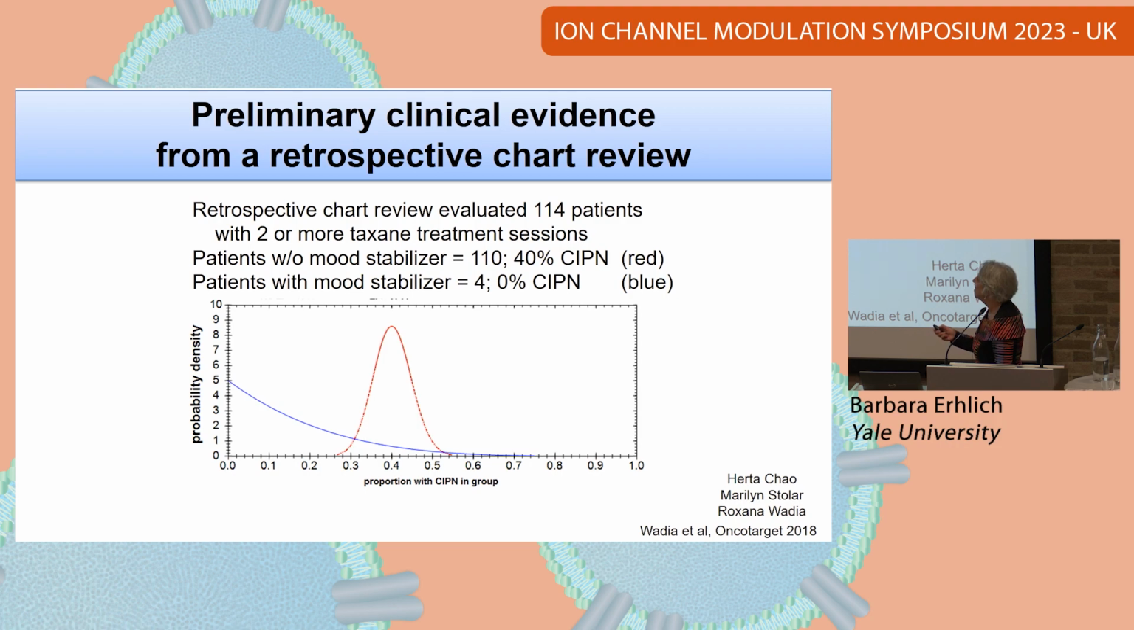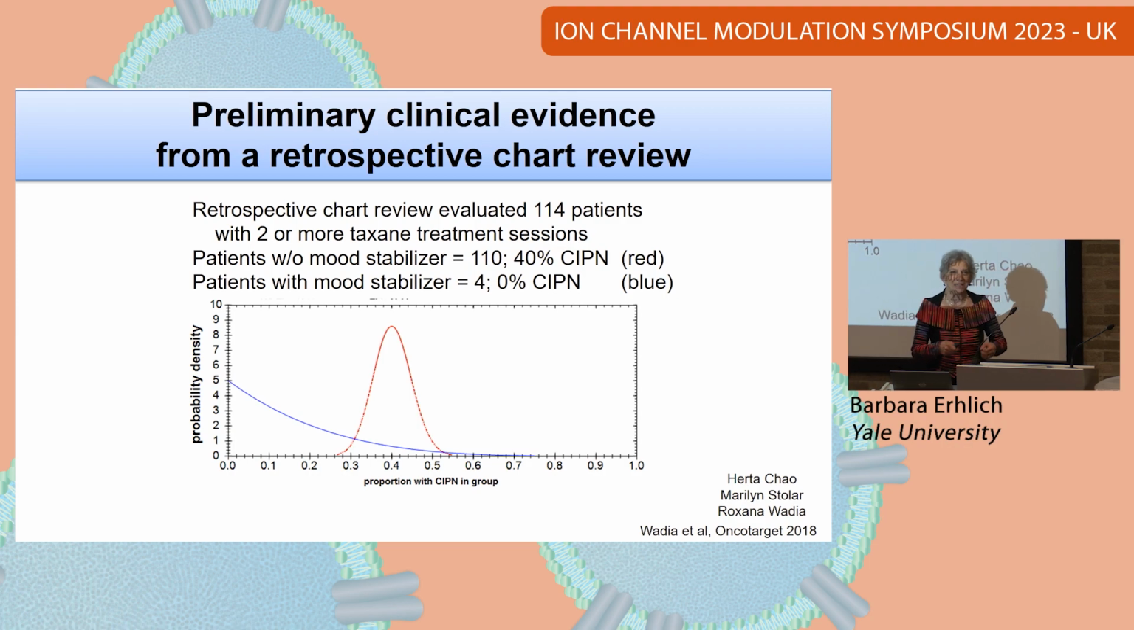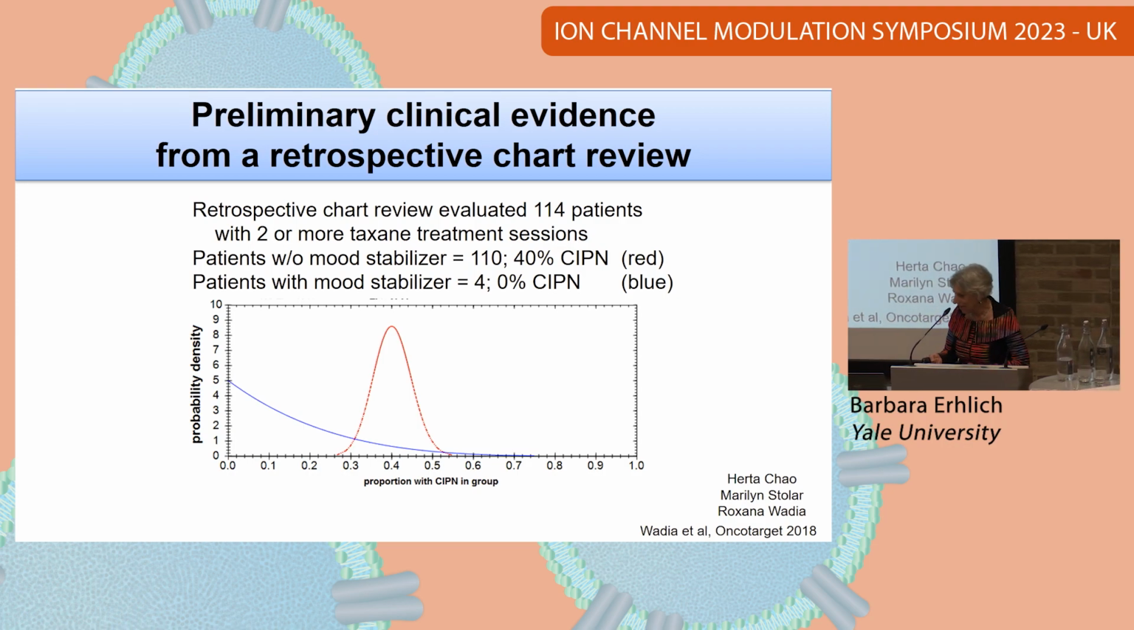Patients without mood stabilizer, 110, 40% had new peripheral neuropathy. We deleted everybody who had diabetic neuropathy. And we believe this is an underreporting because people don't often complain about the neuropathy. We found 4 bipolar patients that were treated. None of them had peripheral neuropathy. This is way too low to be statistically significant, but it's the right direction, okay?